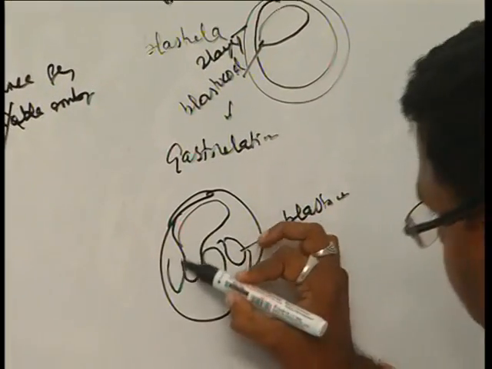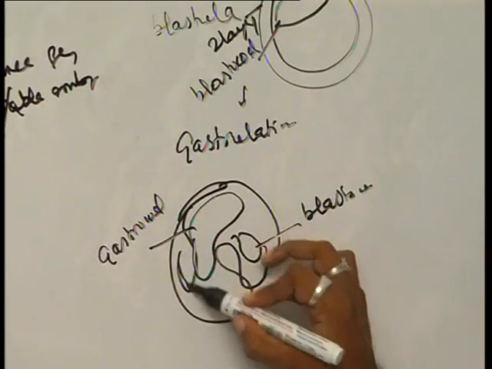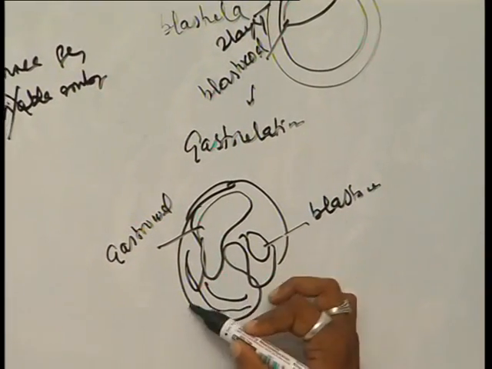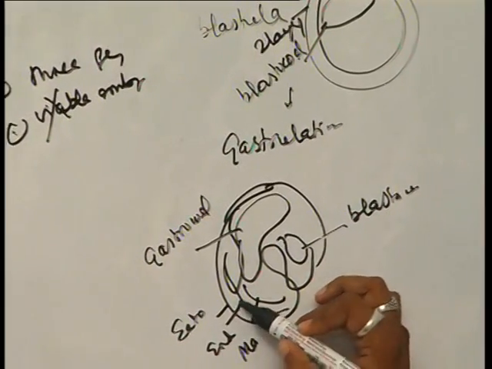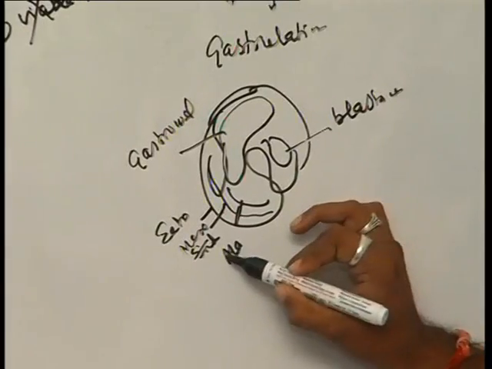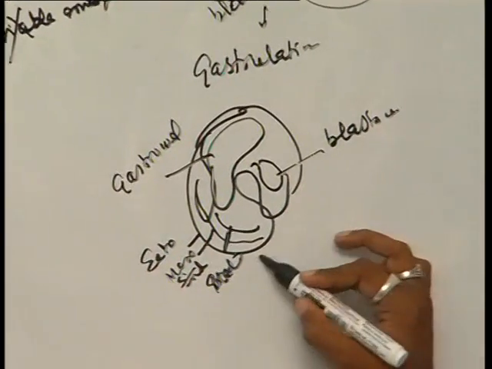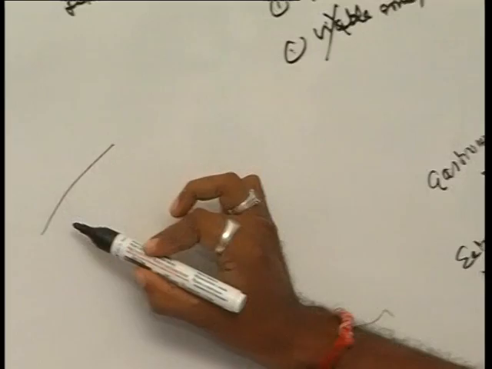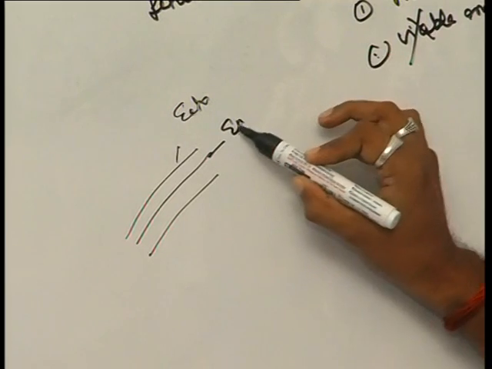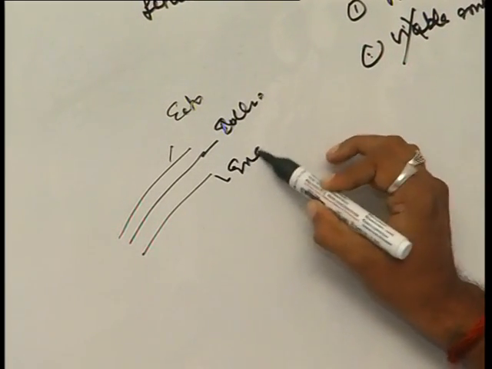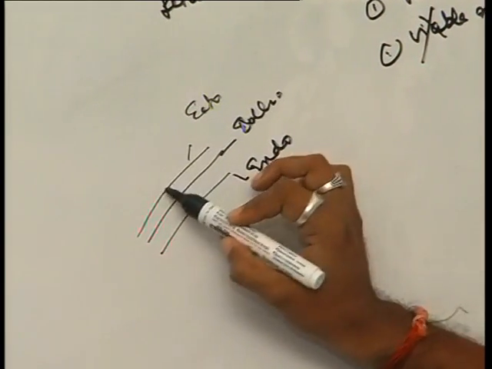This is the gastrocoel, which is none other than the gastrulation inpushing, and there are how many layers now? There are 3 layers: ectoderm, endoderm and mesoderm. Sorry, this will be the mesoderm and the inner one will be the endoderm. So now you get into a gastrula where 3 germ layers are present. So that means ecto, meso and endoderm.